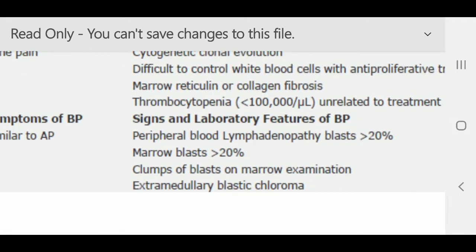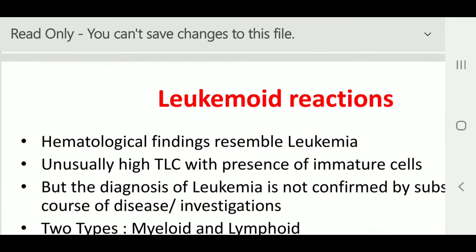And when we come to blast crisis, there is the only definition of acute leukemia that according to WHO, the bone marrow should have the presence of blasts more than 20% in number. Now this is acute leukemia. It can either be of the myeloid type or of the lymphoid type.